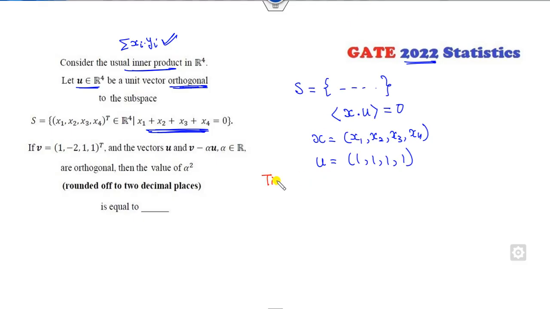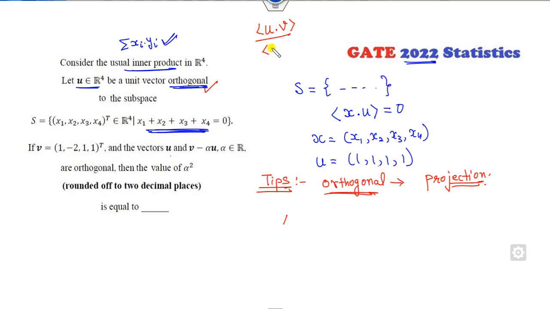Now a tip for you: whenever you want to find the orthogonal vector, remember, whenever orthogonal vectors are given to you, always try to find the projection. What is the projection of the u on this? So the projection will be my u dot v over u dot u. That is a simple projection rule. Okay, I will tell you two methods. The first method is by using the projection. So since this and this are orthogonal, we can apply the projection.